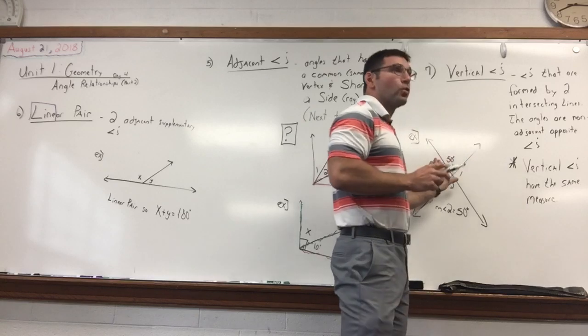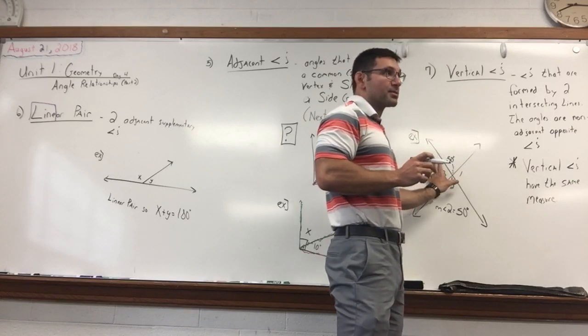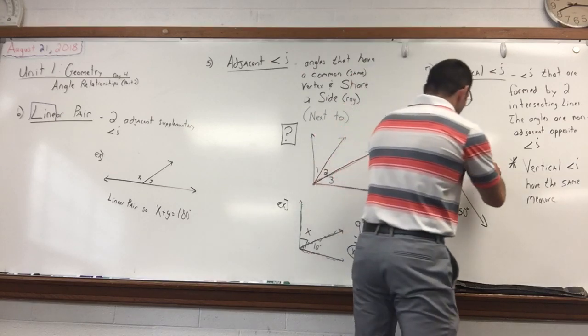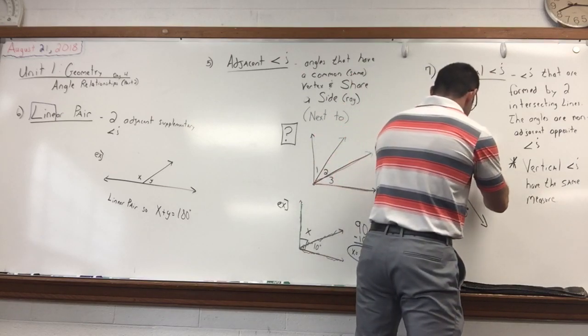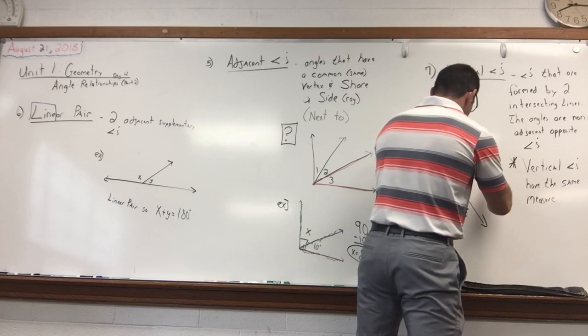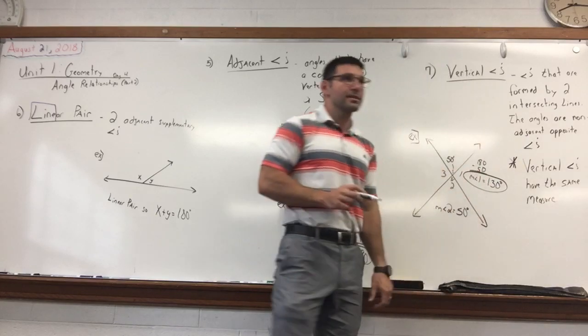So I know 50 and angle 1 have to be how many degrees? 180. So I'm going to say 180 minus 50, and I can say the measure of angle 1 equals 130 degrees. Still with me?